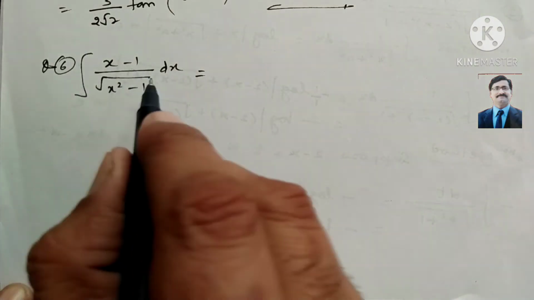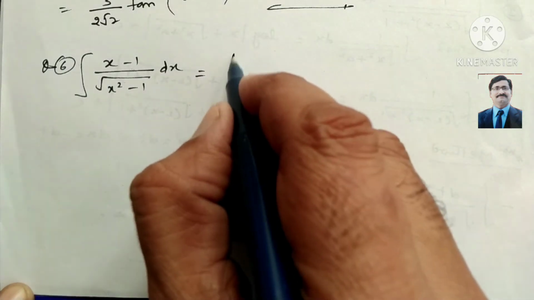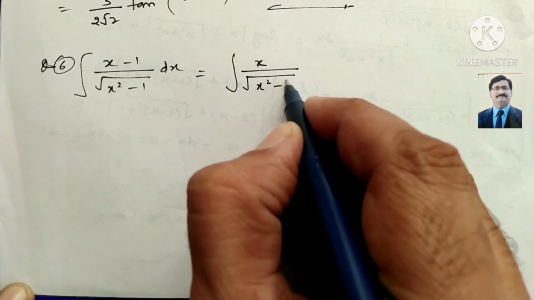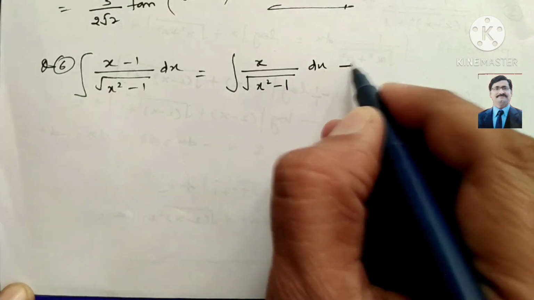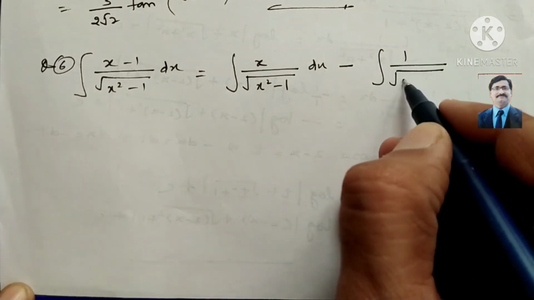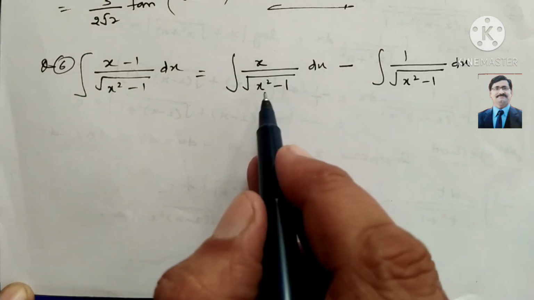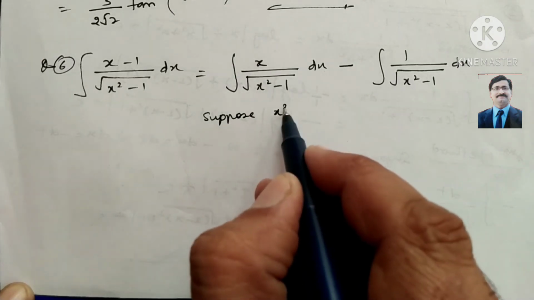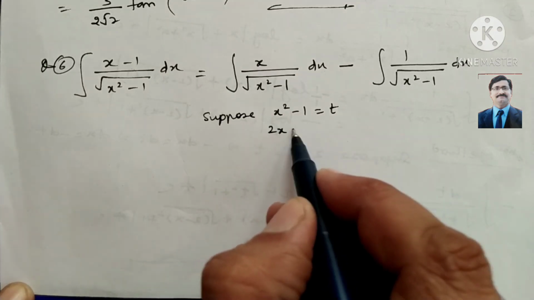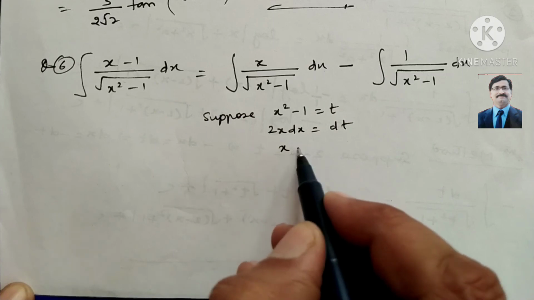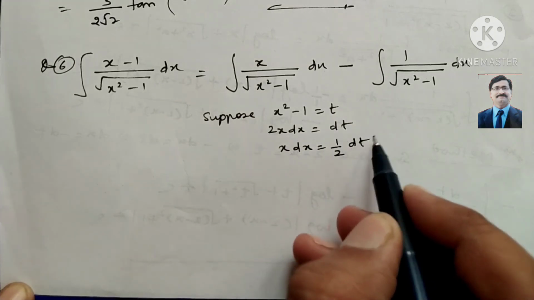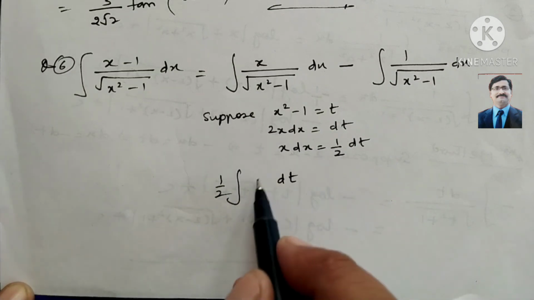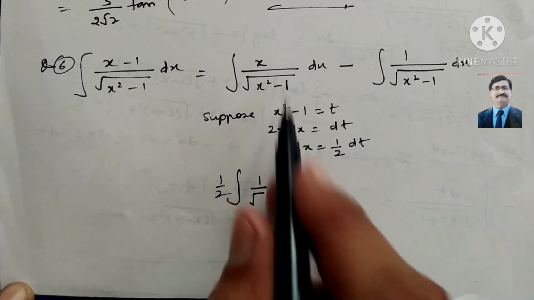Integral of x minus 1 upon root of x square minus 1 dx. This we first write separately: integral of x upon root of x square minus 1 dx minus integral of 1 upon root of x square minus 1 dx. In the first case we will suppose x square minus 1 equal to t, so we can write 2x dx equal to dt. So x dx equals 1 upon 2 dt, and here we have 1 upon root t.